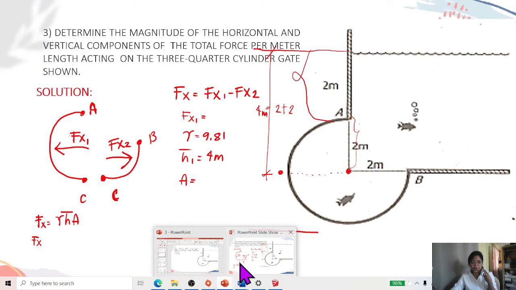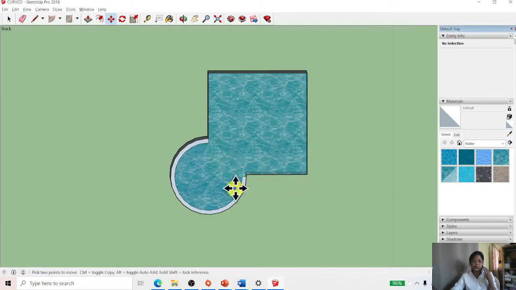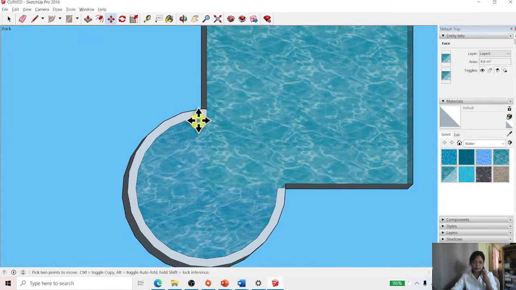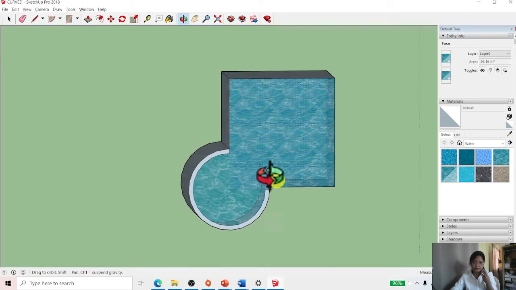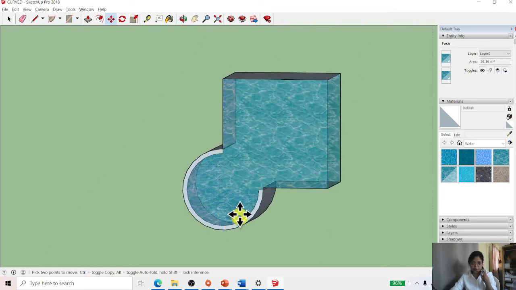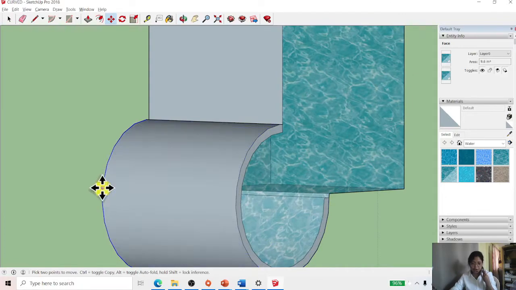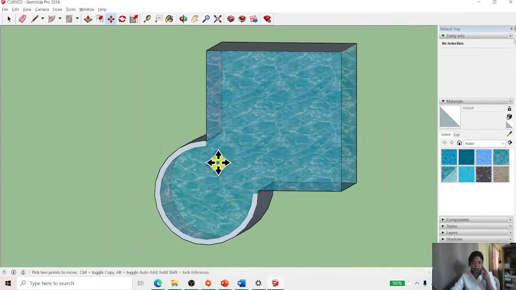So, from the figure, as you can see, this is its shape. It's a 3/4 cylinder. So basically, that is what it looks like. The blue is the water. And this circle that you see, the 3/4 one, is the gate. So the barrier is really that. It's called a cylinder because it has a per meter length. So, 1 meter length is that.